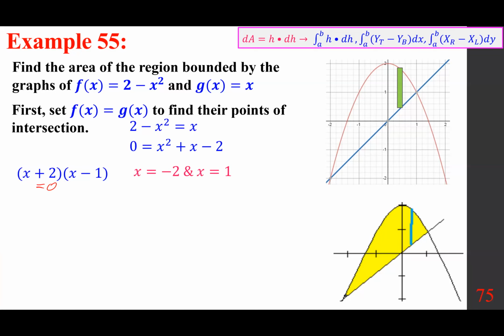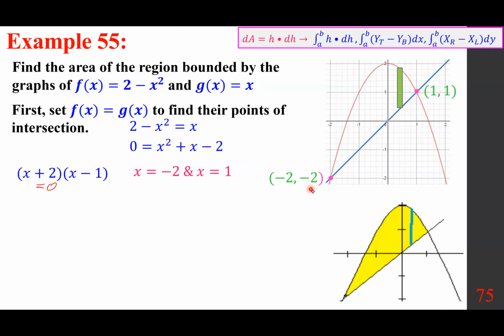If I plug in negative 2, it's easier to put it in here. g of x is the same. So this is negative 2, and this is positive 1, 1. And by the way, it's good practice to check it with this. If I put negative 2 here, I get positive 4. 2 minus 4 is negative 2. So that works. The same thing for the 1. We always want to check it with both functions just to be on the safe side.